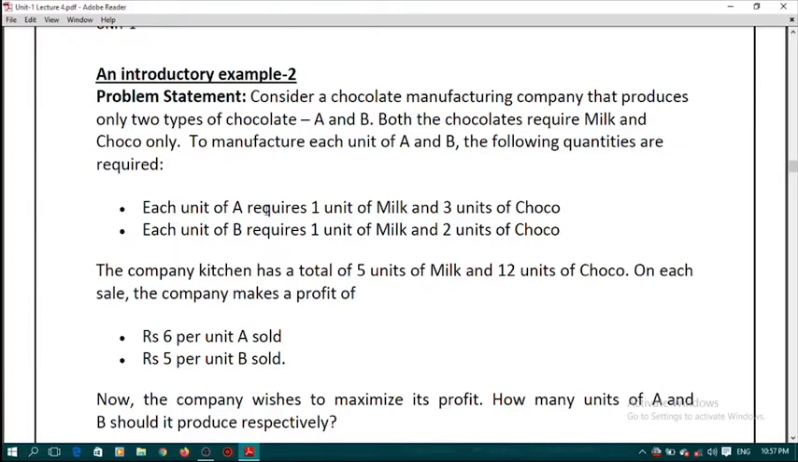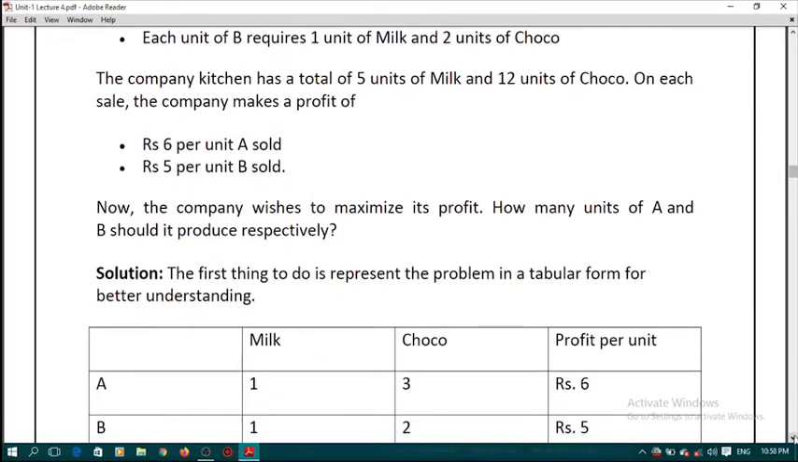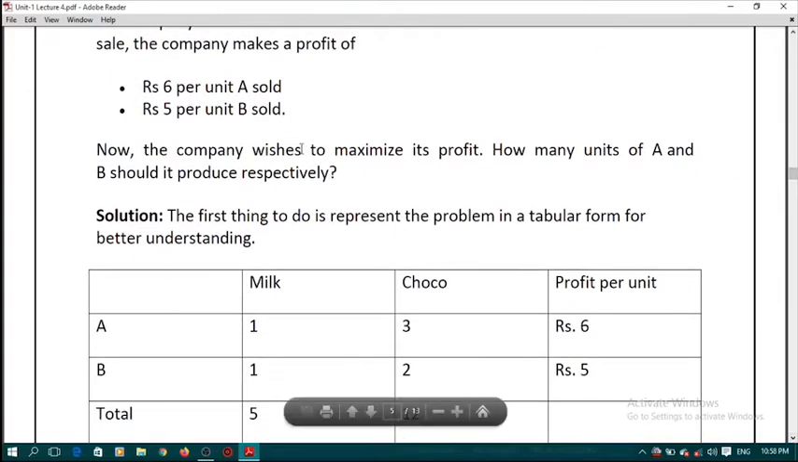Each unit of A requires 1 unit of milk and 3 units of choco. Each unit of B requires 1 unit of milk and 2 units of choco. The company kitchen has a total of 5 units of milk and 12 units of choco. On each sale, the company makes a profit of rupees 6 per unit of A sold and rupees 5 per unit of B sold.